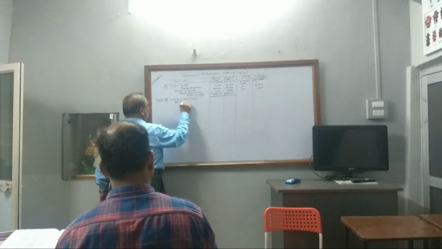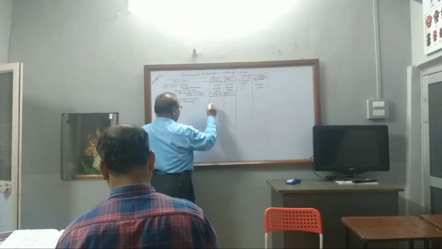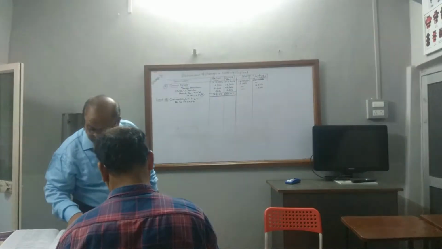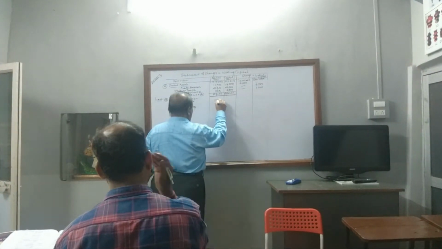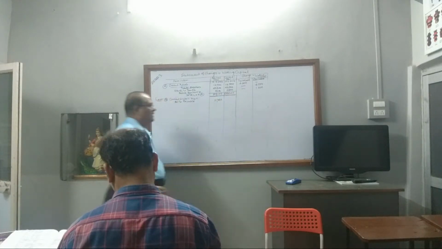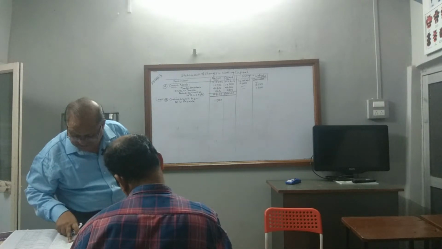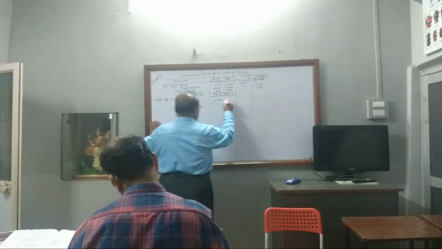Tell the amount of bills payable for the previous year. Last year's amount is given: bills payable 11,360. And here, how much? It is 11,840.